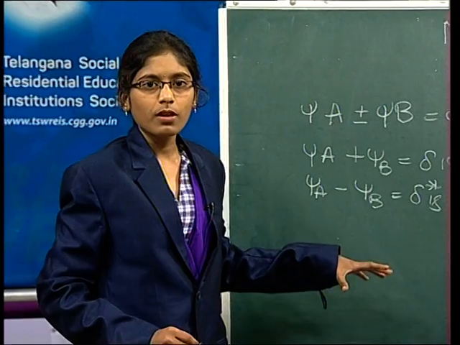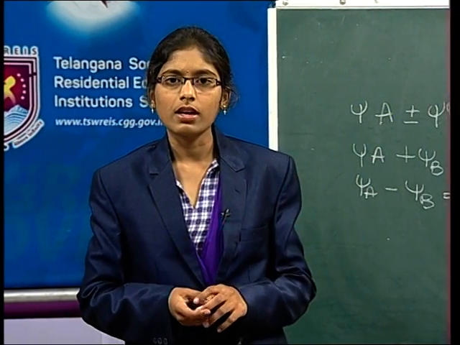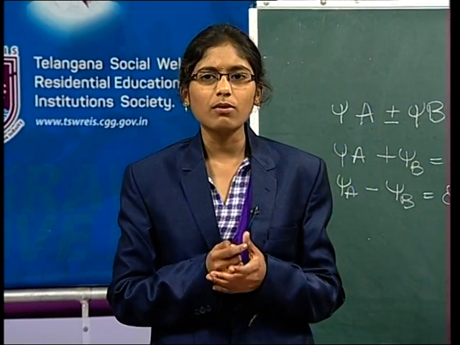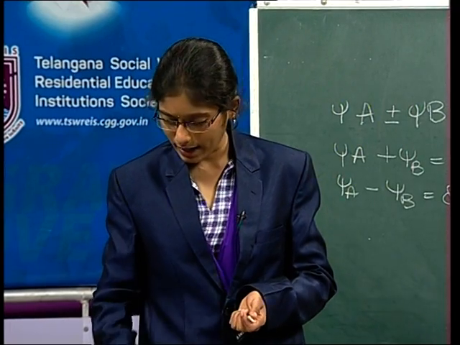Let's move to types of molecular orbitals. There are three types of molecular orbitals: sigma molecular orbital, pi molecular orbital, and delta molecular orbital. What is sigma molecular orbital and what is pi molecular orbital? Let's see.